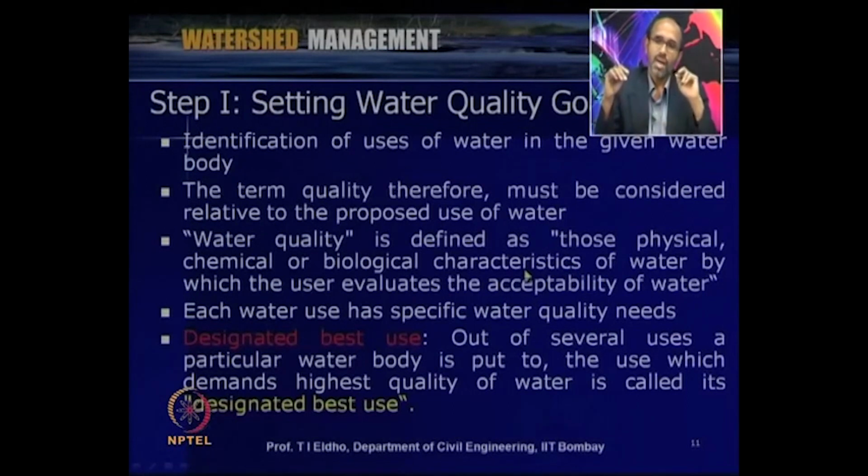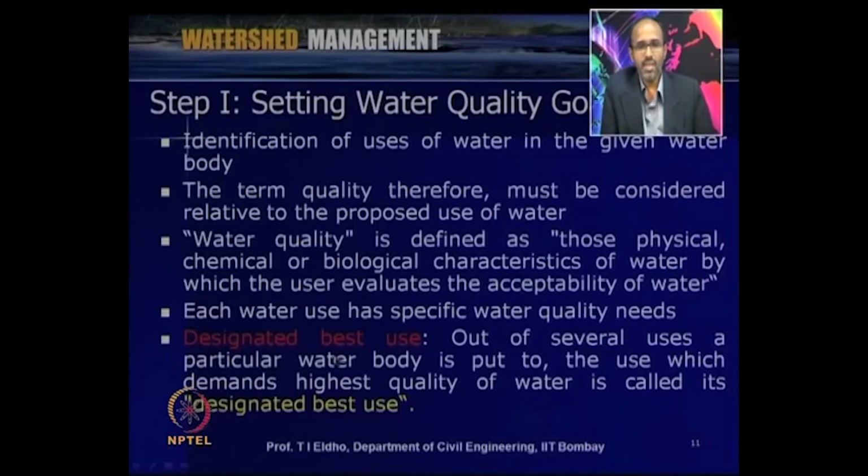So, depending upon whether it is for drinking purpose, irrigation purpose or industrial purpose, we will be setting certain goals or norms or criteria, and then accordingly the user can evaluate whether we are meeting those specified criteria. So, the setting of the water quality goals is very important. Each water use has specific water quality needs, as we already discussed earlier.